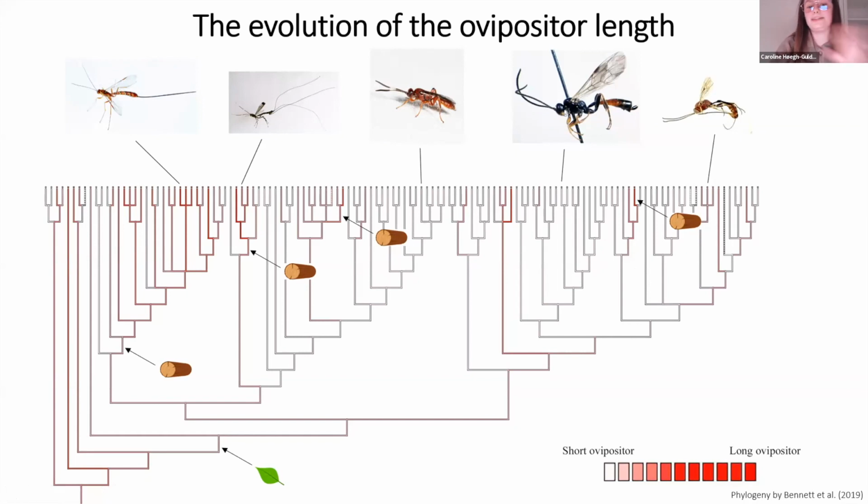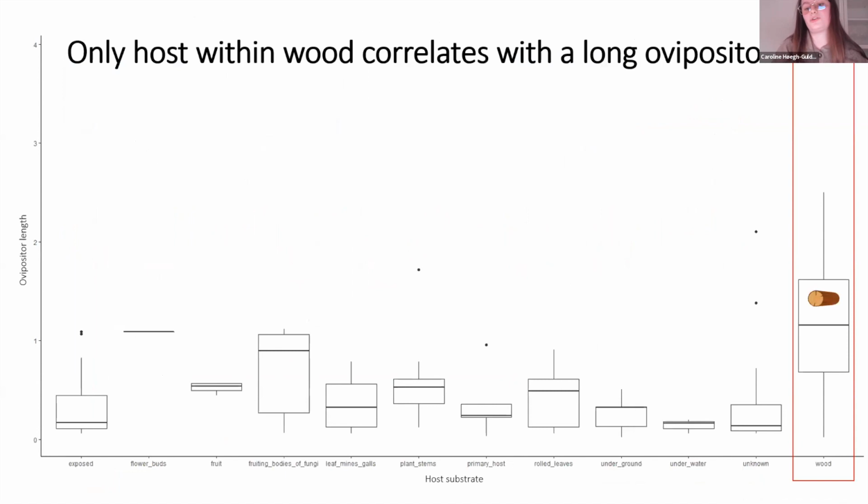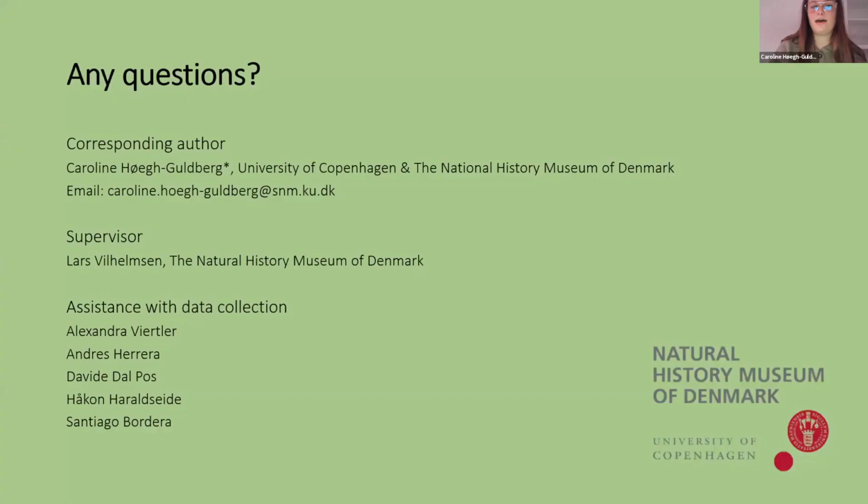Now, we didn't only use the cladogram, we also did a statistical test. So we did a one-way ANOVA, and we could see that the only ones that had statistically significantly longer ovipositors were the ones that had hosts inside wood. We also tested a few other biological factors, which I'm not going to go into great depth with in this talk due to the time constraint, but there were no other really significant results.